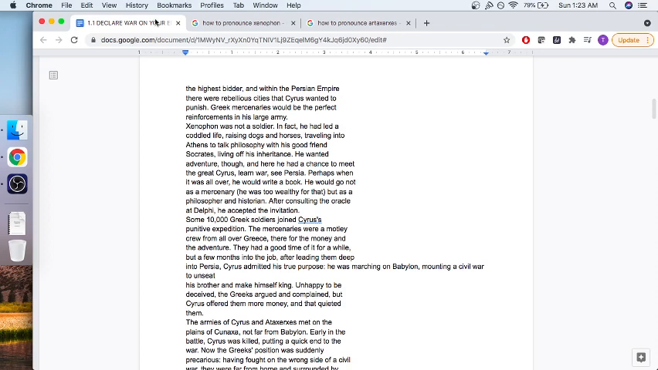He would not go on as a mercenary. He was too wealthy for that, but as a philosopher and a historian. After consulting the oracle at Delphi, he accepted the invitation.